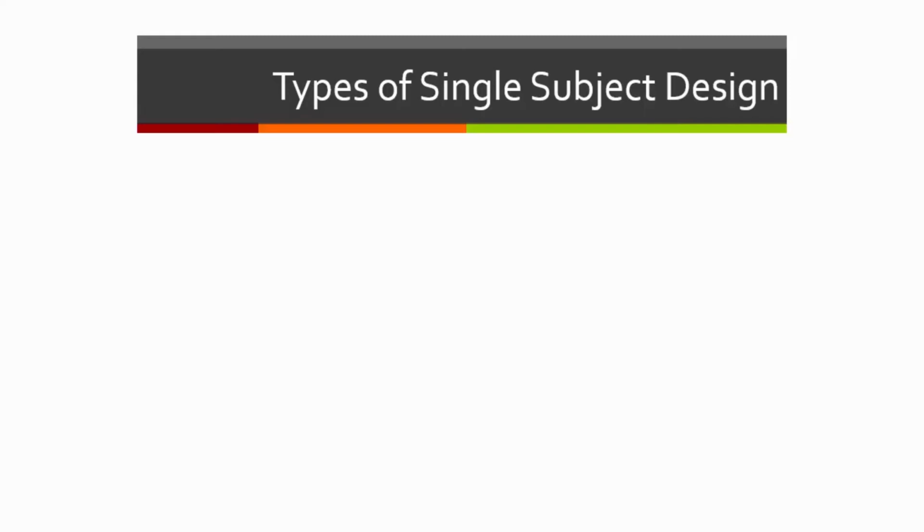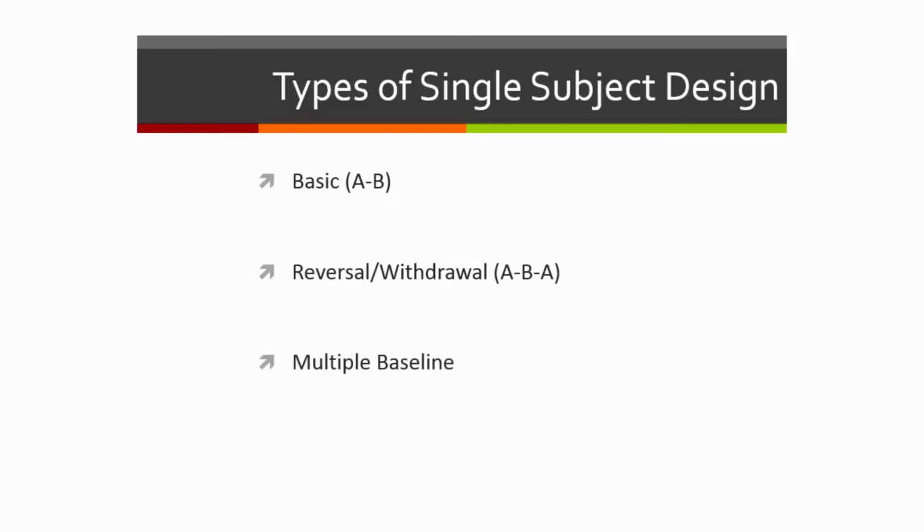Now, there are different types of single subject design. You have your basic A-B design, where you have your baseline and an intervention. You have your reversal or your withdrawal, where you have your baseline, you have your intervention, then you withdraw the intervention and you return to baseline. And you can have some multiple baselines that we'll talk about, or multiple treatment.